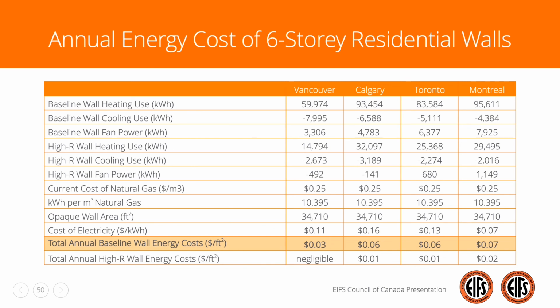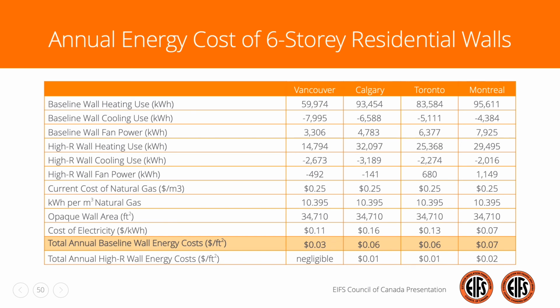When we move from our baseline wall, that is the wall that meets the prescriptive energy code requirement, to our high R wall, we reduce the cost in Vancouver to negligible. A cent per square foot could be argued as negligible for Toronto and Calgary, and 2 cents per square foot in Montreal. So a difference of 5 cents per square foot in Montreal, not insignificant when factored over 50 years.